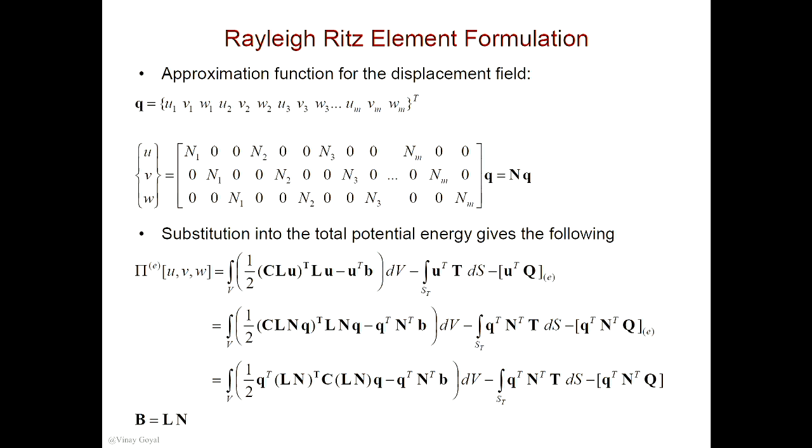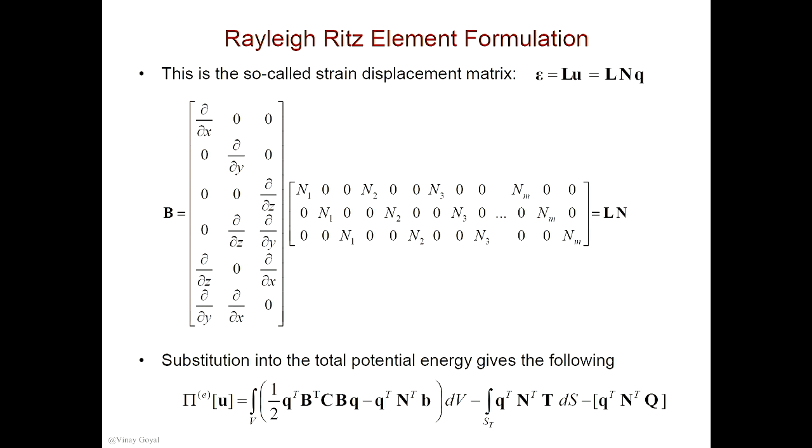So we'll take it to the next level. Let's see what B is, this LN. That's basically L, which is this one here, times N. What I'm doing here is, this L is a differential operator. So I take the first row times this column, and I get the derivative of N1 with respect to x. That's really what I get, and I can continue getting these derivatives.